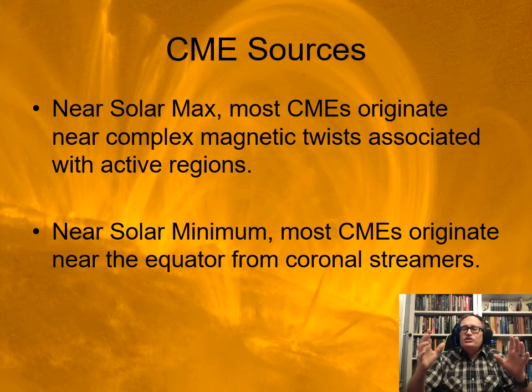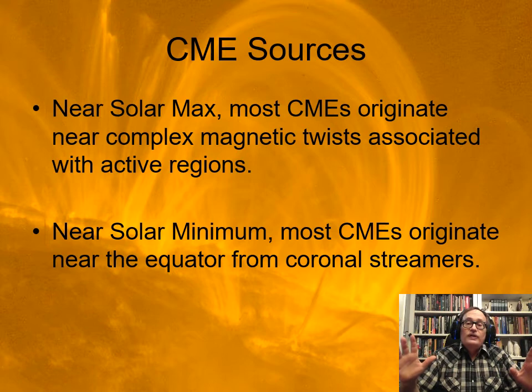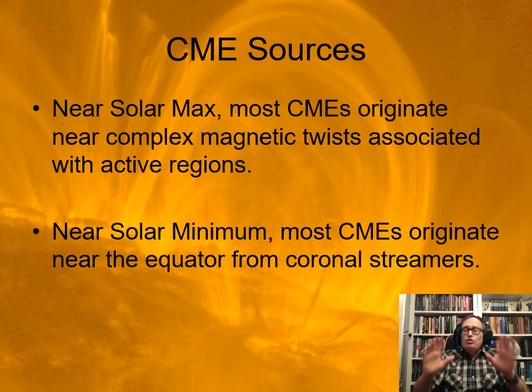The coronal mass ejections originate from two different sources. The biggest coronal mass ejections are generally associated with major solar flares. These major solar flares are located in regions of active or convoluted or twisted magnetic fields associated with active regions, sunspot groups. Would be an example of an active region right there. And so near solar maximum, that's where you find most of these coronal mass ejections, near sunspot groups.